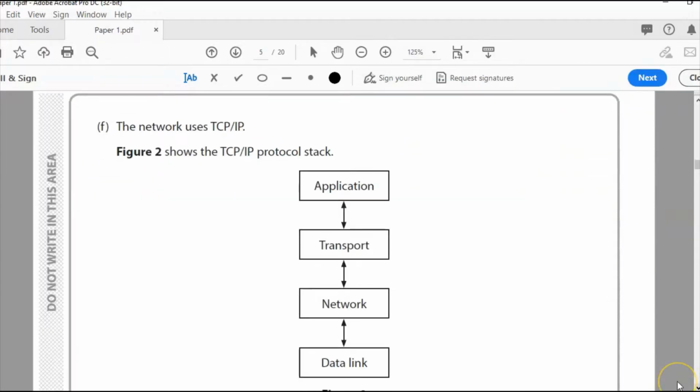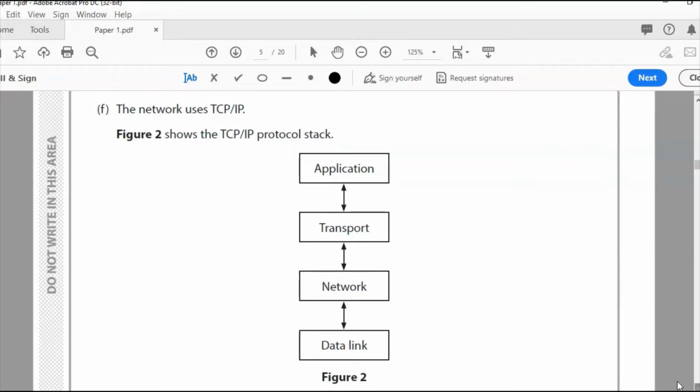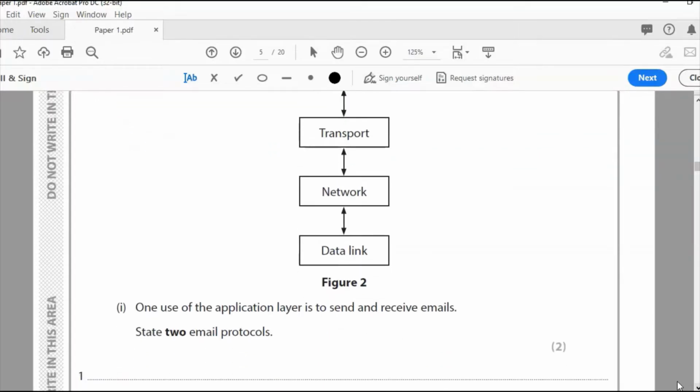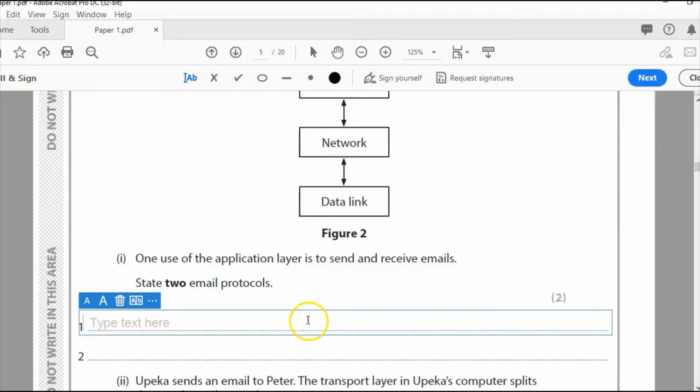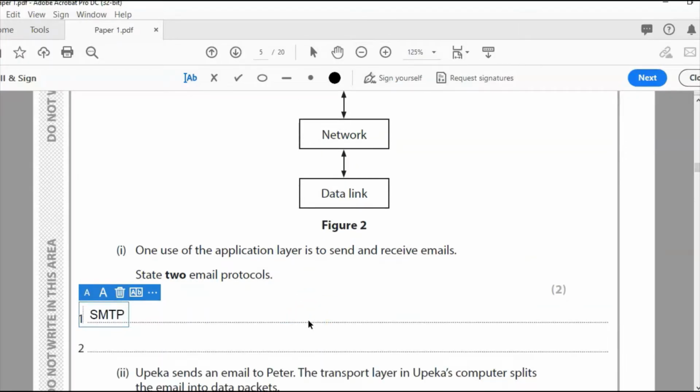F. The network uses TCP/IP. Figure 2 shows the TCP/IP protocol stack: application, transport, network, data link layer. One of the application layers is to send and receive emails. State 2 email protocols. There are actually 3. I'm going to choose SMTP and IMAP. You could have POP3 there as well.